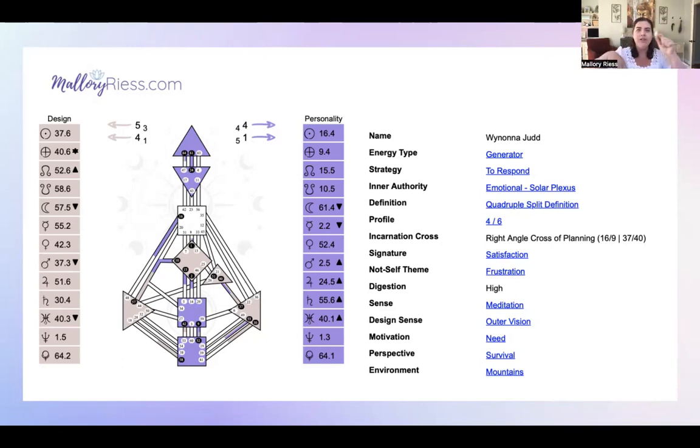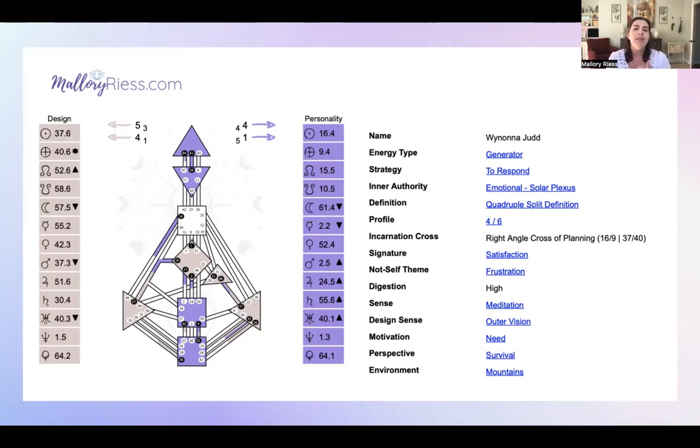Now, what are all these? Let's talk about the gates. The gates are those numbers in the energy centers. And these gates come from the Chinese I Ching. This is the Book of Changes. This is another one that's been around for centuries, like I think over 5,000 years.